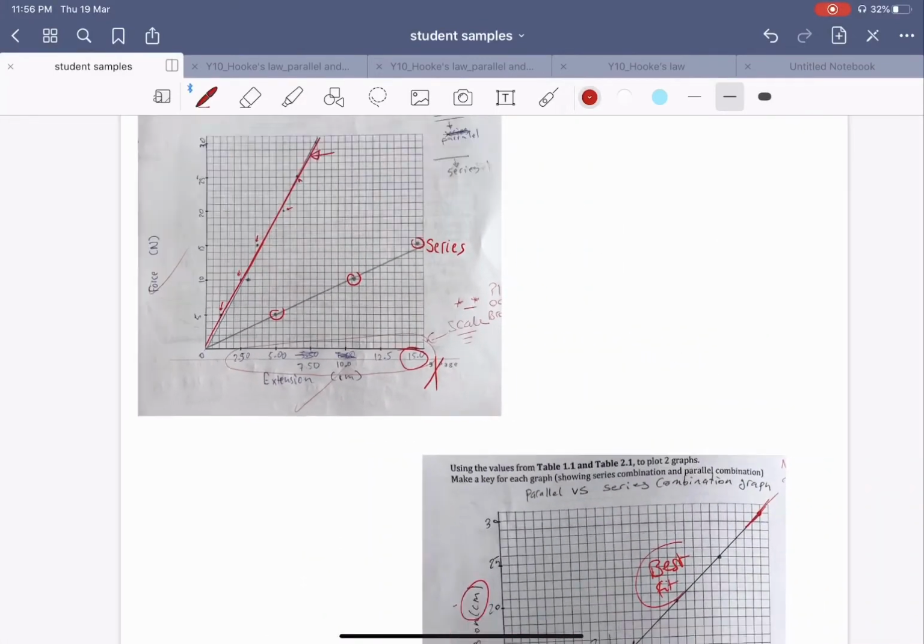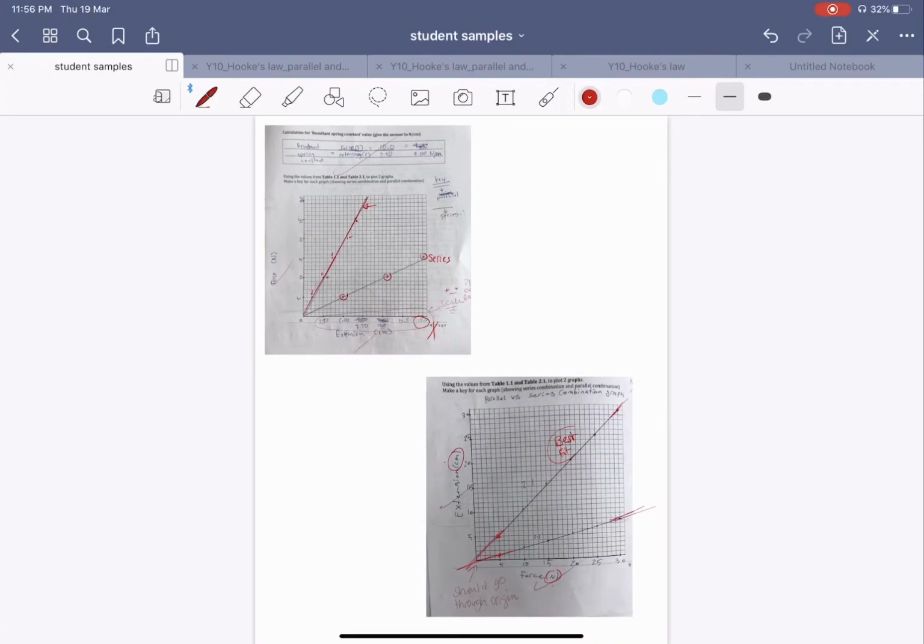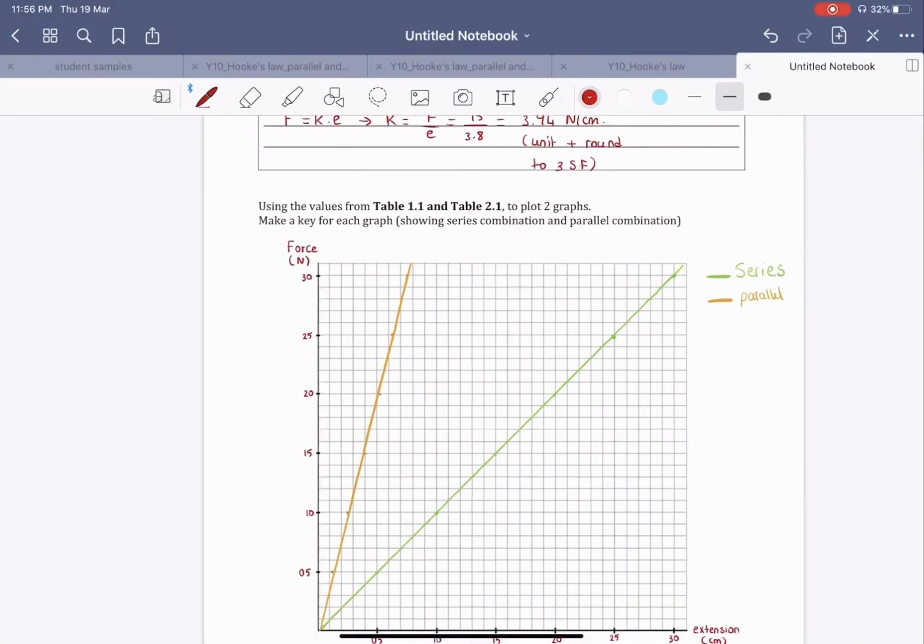Third comment is that you need to have the Newton and the centimeter, the units of whatever you're plotting. Also, you can see how here it's extension to force and here it's force to extension. I don't know why.